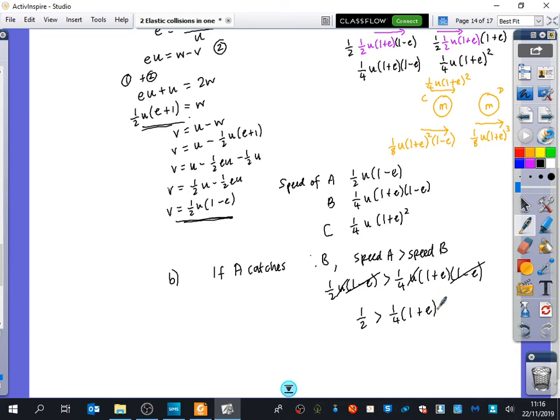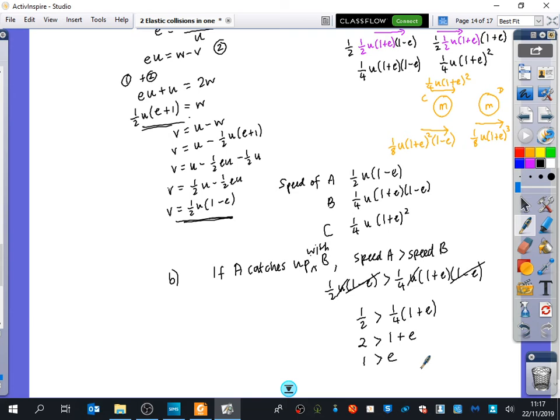What could I do to both sides of the equation? Times both sides by 4, so we get 2 is less than 1 plus E. And so you get that E is less than 1. So this tells me if A catches up with B, then the speed of A has to be greater than the speed of B. The speed of A will be greater than the speed of B when E is less than 1.